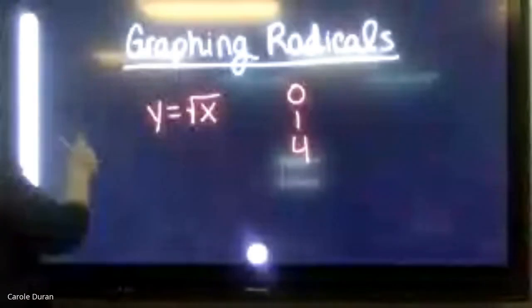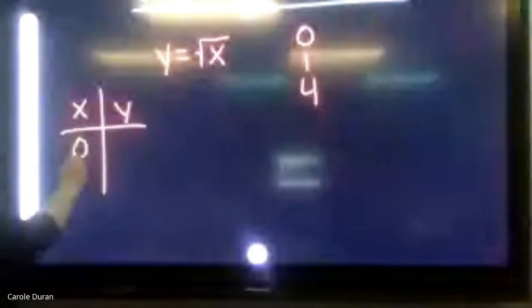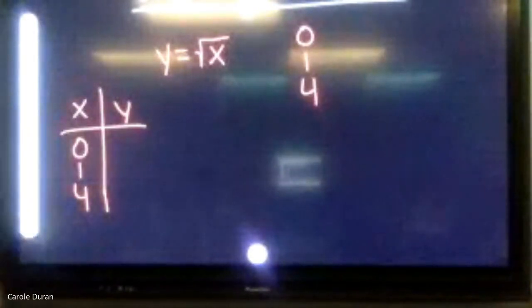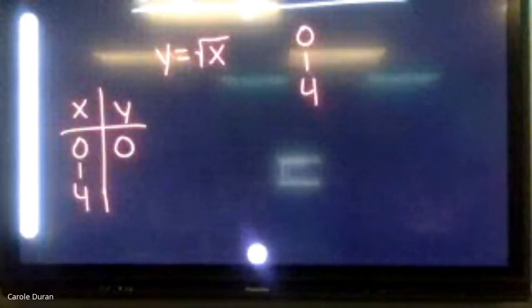So let's go ahead and actually graph the function y equals the square root of x. On my xy table, I already know I'm plugging in 0, 1, and 4. Let's also assume when we plug these in that we're only getting positive square root answers out of them. So what happens when I plug 0 in for x? I get 0 because the square root of 0 is 0. We are all going to assume for these that it is only positive.